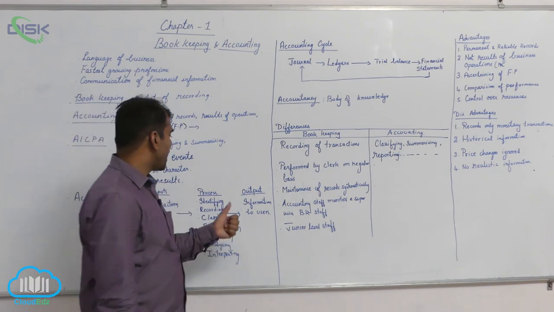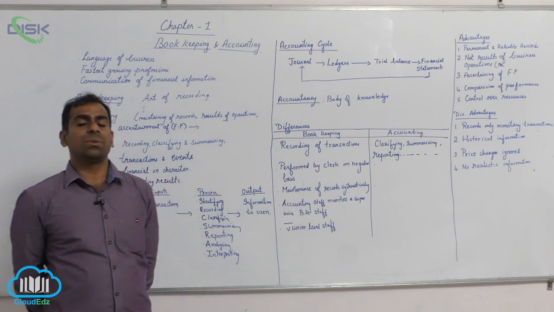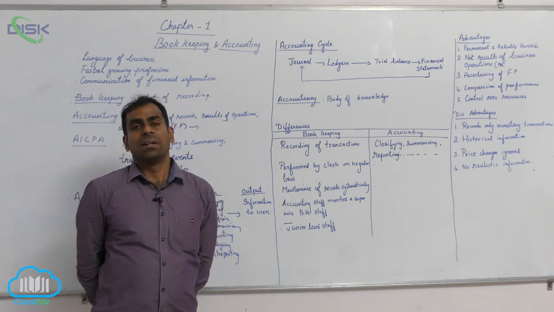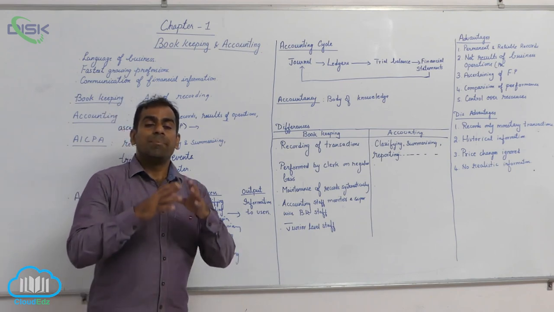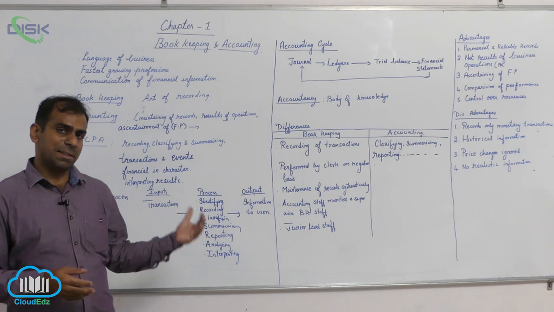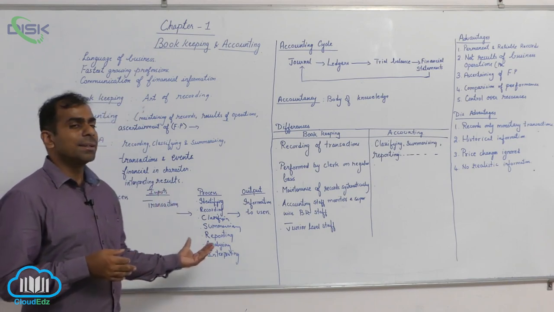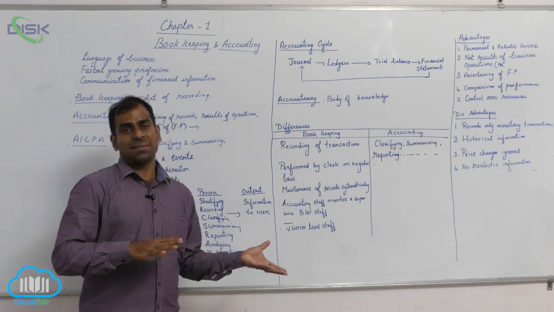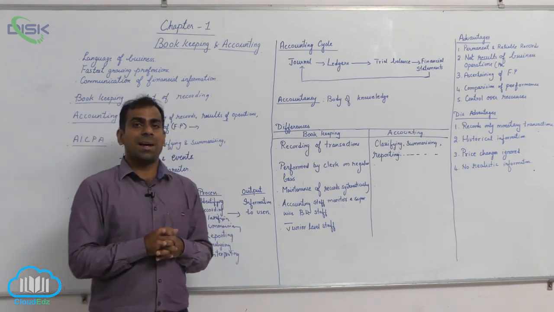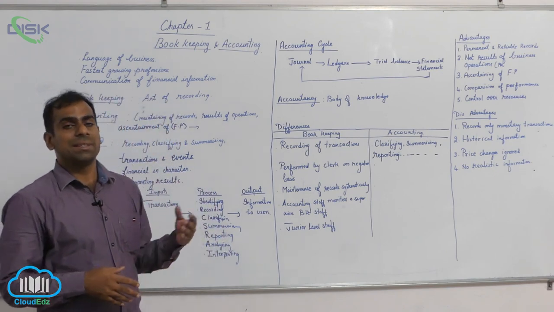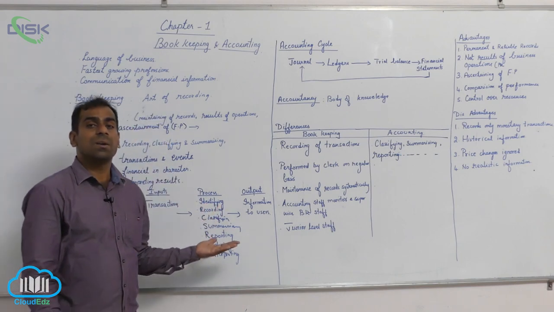Now summarizing. Classifying is the stage where we group the information which is similar and related to one particular head, what we call an account. This information is then summarized. Summarizing is the stage where you balance the information generated by classifying, and we obtain what we call ledger balances. These ledger balances are then positioned as debit balances and credit balances in a statement called the trial balance. The trial balance is also one of your chapters, and it is prepared in order to check the arithmetical accuracy of the accounts prepared by you.